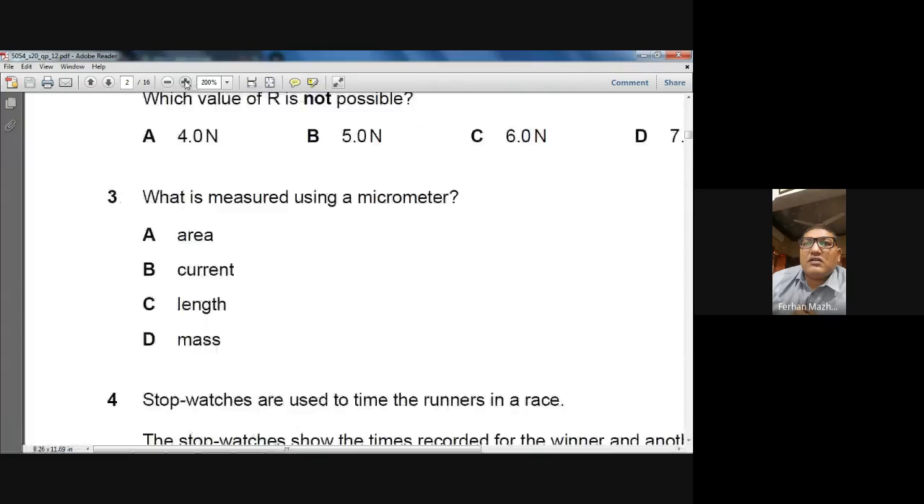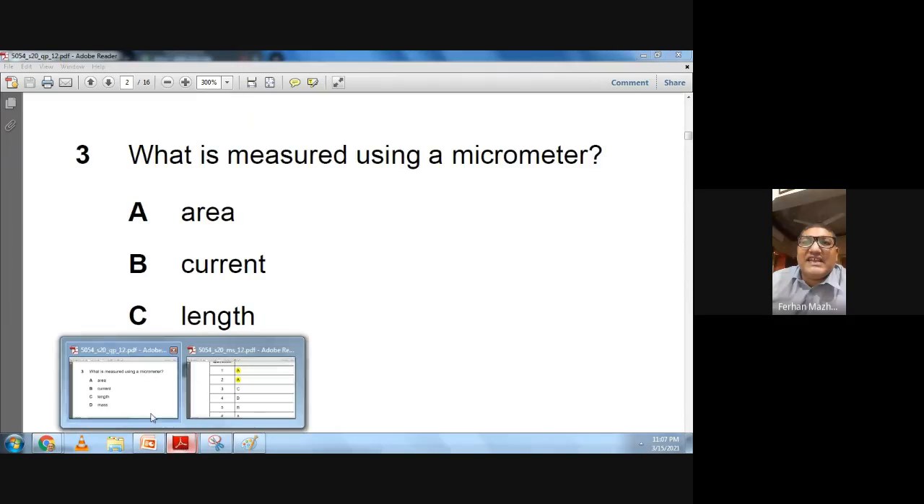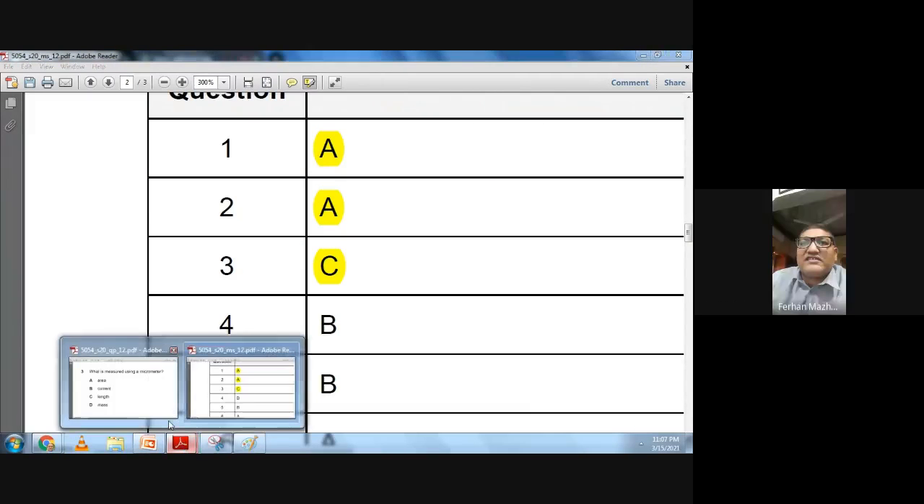Okay, next question on your screen. What is measured using a micrometer? Micrometer is used to measure the length. A area, B current, C length, D mass. So C is the choice. Micrometer is used to measure the length. C is the right choice.